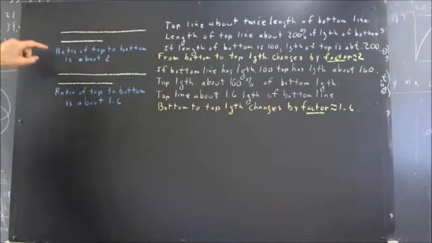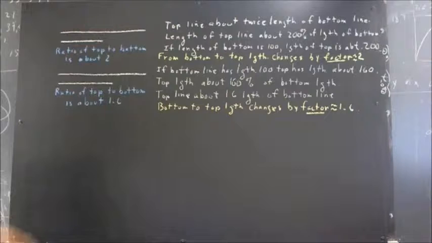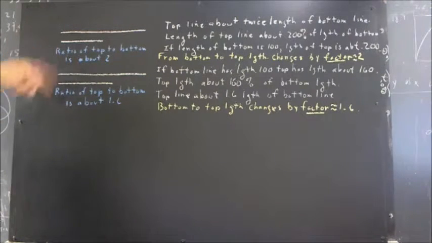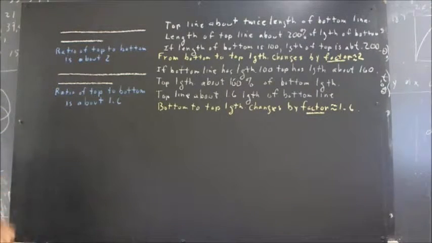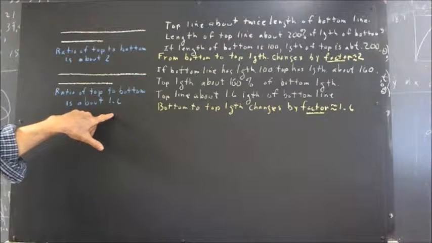And the other statement I've added is that the ratio of top to bottom is about 2. Now I should say top length to bottom length, but I don't have a lot of room here. So I've assumed that by now we implicitly understand we're talking about the ratio of the lengths. And here, the ratio is about 1.6.